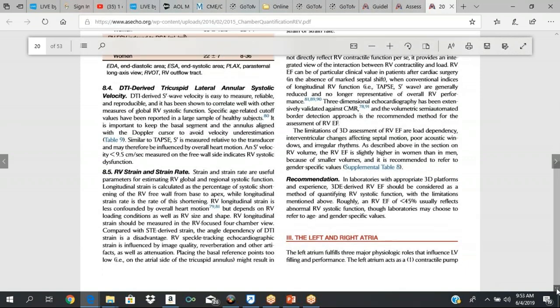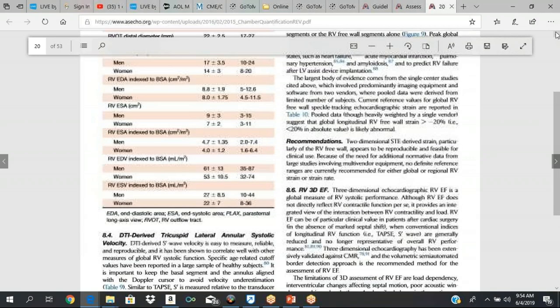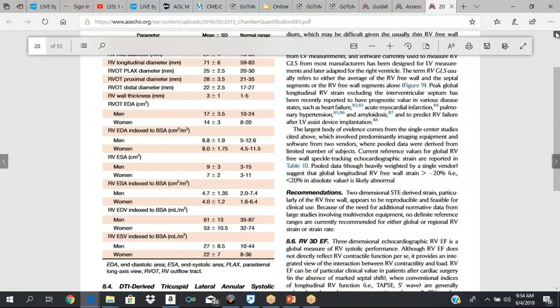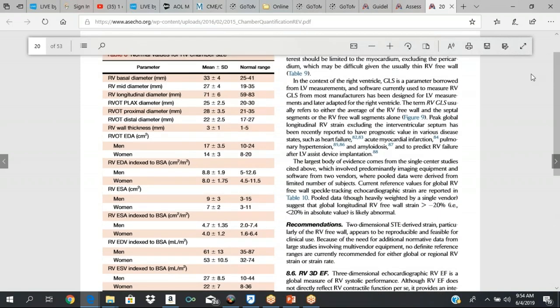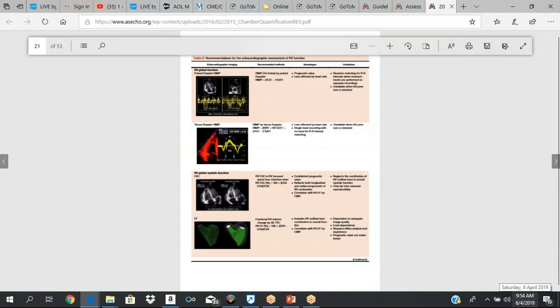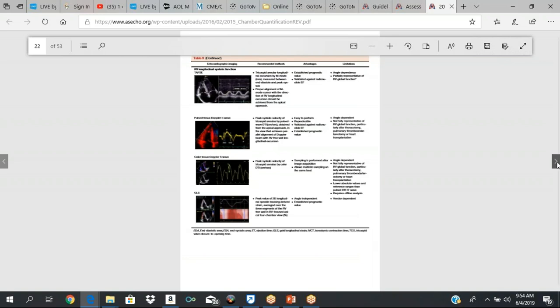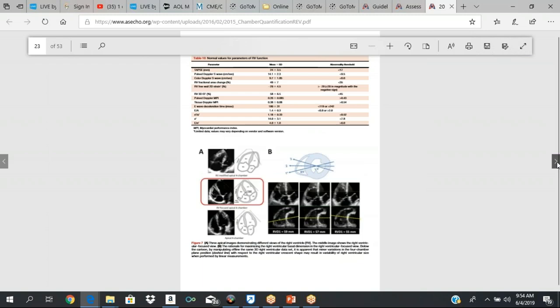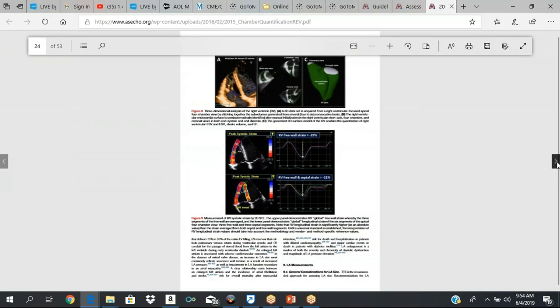So those are the updates for the RV. What we can do next time is look at the right atrium, okay? And there's a tendency to index the measurements that we're doing, and that's just because you have different size individuals. If you take into consideration the body surface area, the size of the patient, then you'll get a more accurate assessment.